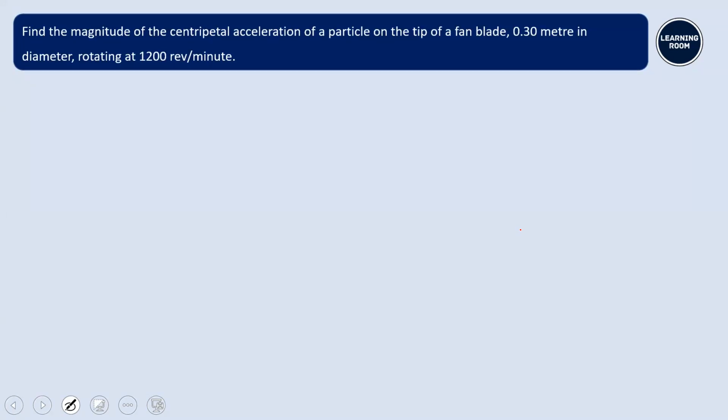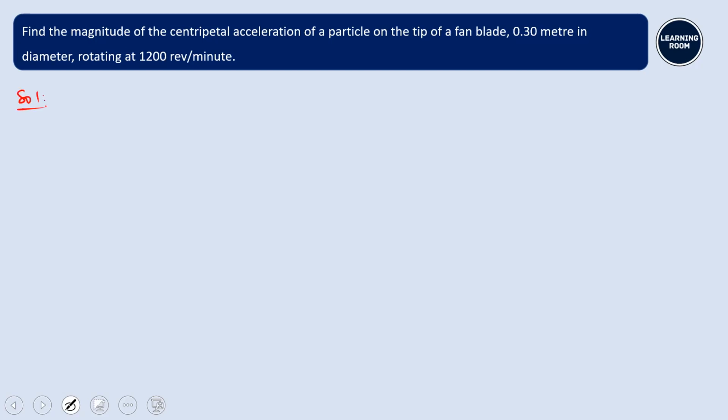So moving on to the next problem. Find the magnitude of the centripetal acceleration of a particle which is revolving on the tip of a fan blade. The diameter is 0.3 meter, and the fan blade is revolving at an angular speed of 1200 revolutions per minute. So let's collect the given data.